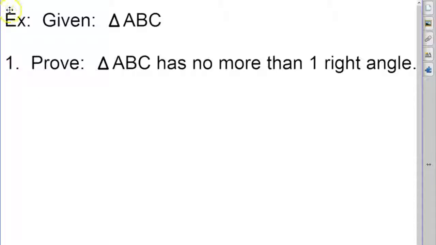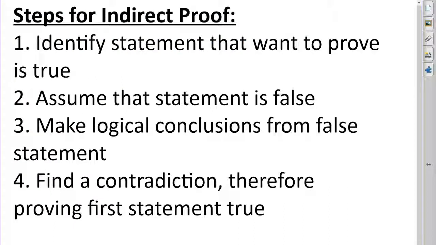So just to kind of reiterate over again, how indirect proof works is you identify a statement you want to prove is true. You assume that statement's false. You make some logical conclusions from a false statement, and then you'll find a contradiction in the problem, a false statement, which then makes the first statement true.